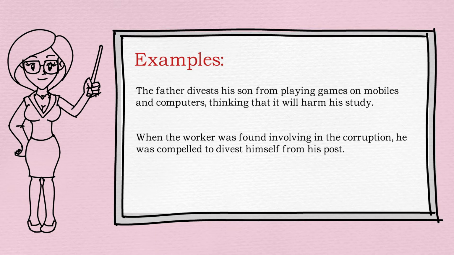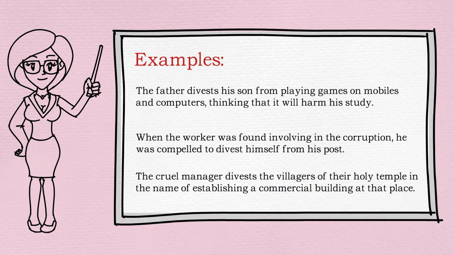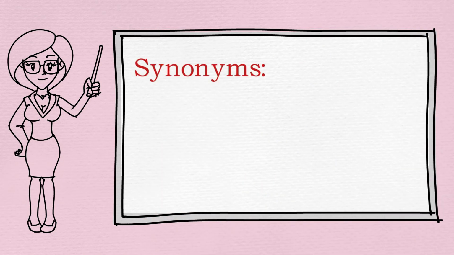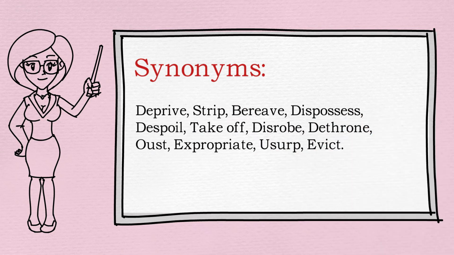post. Example 3. The cruel manager divests the villagers of their holy temple in the name of establishing a commercial building at that place. Some of the terms referring to similar meaning to the word divest are deprive, strip, bereave, disposes, despoil, take off, disrobe, dethrone, oust, expropriate, usurp, evict.